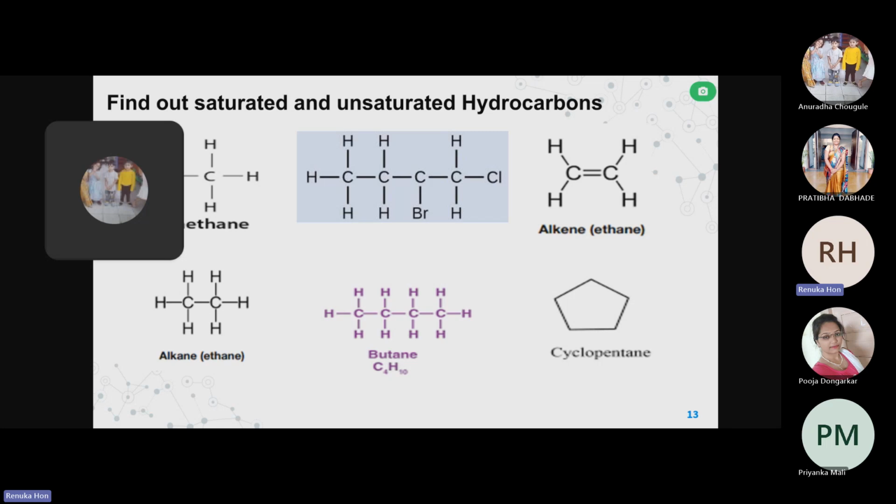So what about the alkene? That is ethene. Unsaturated. Very good. Then the alkane, this is saturated. Then the next one, butane, it is saturated. Last one, cyclopentane. Okay, very good. In the first row, third example, by mistake I wrote ethane. It is ethene. It was a spelling mistake.